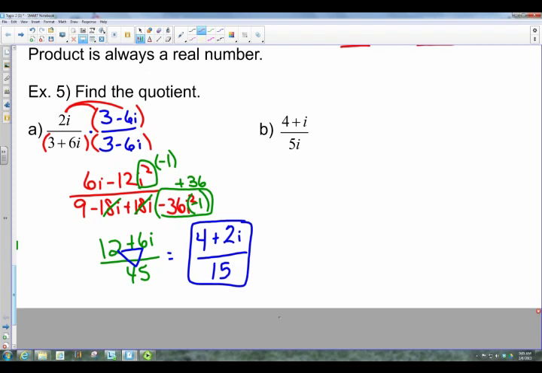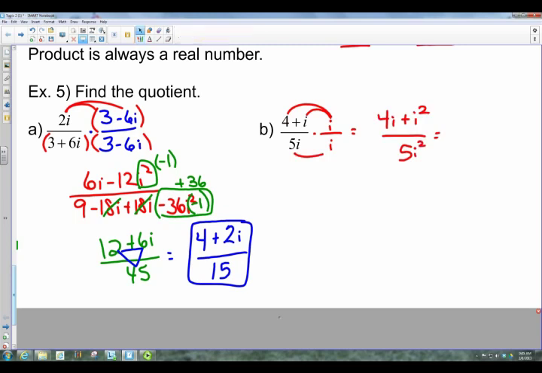Alright, for B, this one can be done the same way, but it's even got a little bit of an easier step. I want to get rid of this i in the denominator. We know that i times i is i squared, or negative 1. So I could even just multiply by an i. And when I distribute this, so you go 4 times i and then i times i, you get 4i plus i squared. In your denominator, you get 5i squared.